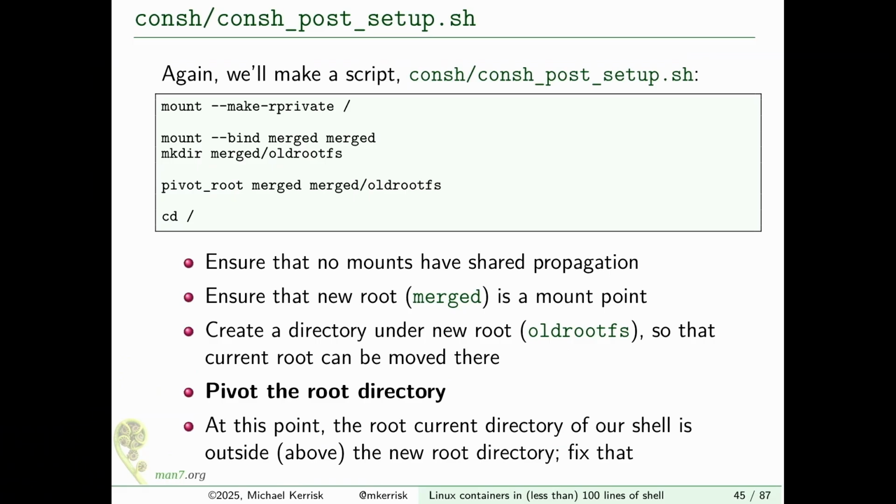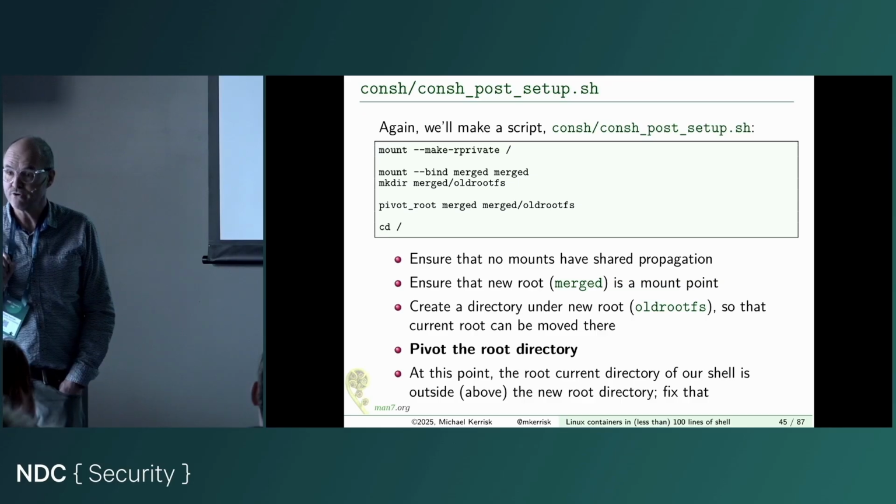Make my new root mount a mount. Make my directory merged a mount by saying mount --bind merged on top of merged. All that did was create a mount point at that directory. And it's still the same contents that are visible there. It's just a way of making a mount at that location. Make old_root_fs. That's wrong. The old root is going to end up, the old root mount. And then do the pivot, where I say make merged the new root and move the old root to merged/old_root_fs.